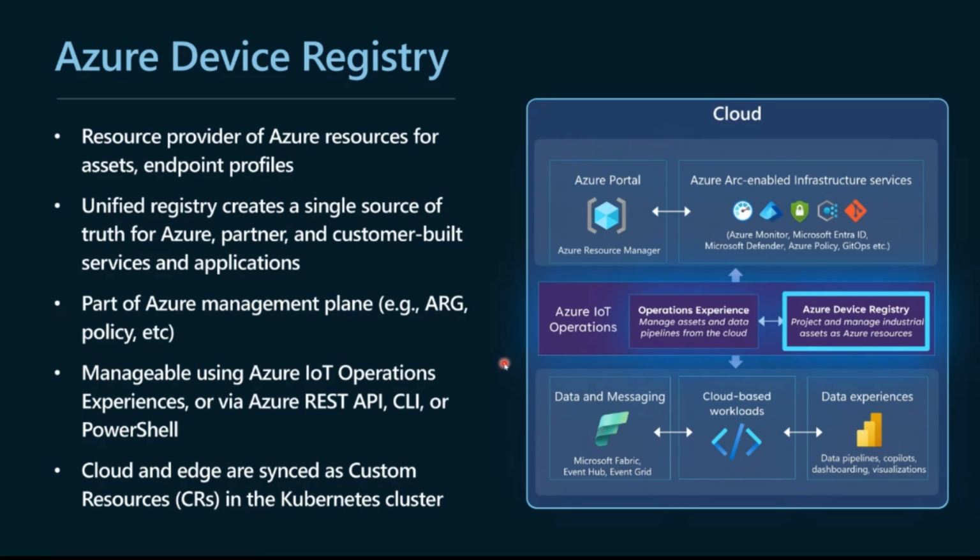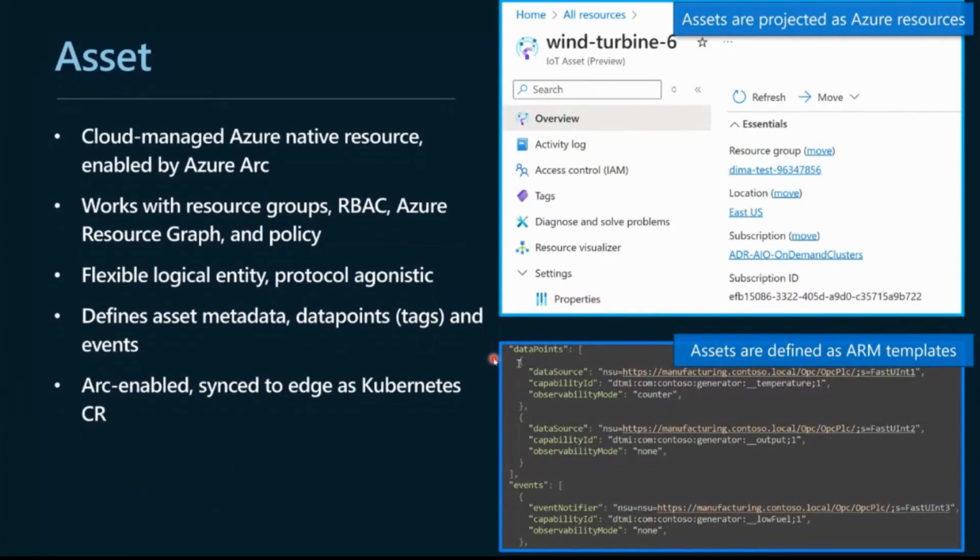Gotcha. Awesome. So let's keep going. So if we go to the next slide, quick overview of an asset, and this will come through more through the demo, but I just wanted to call it out, right? This is a cloud managed Azure native resources enabled by Azure Arc. It works with all of the things that you're already familiar with in Azure. And it allows you to essentially define your asset through whether it's metadata like the manufacturer, name, data points that we'll see in the demo, or events such as when there's an error or an alert that is happening that you want to see in the cloud.